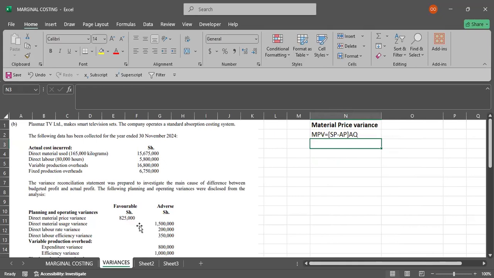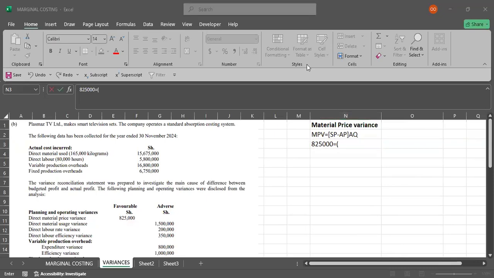We have the material price variance. Our material price variance is a favorable one, that is a positive price variance, so it is equal to 825,000. Material price variance is equal to, open your bracket, standard price. Are we given standard price? The answer is no. That is what we are required to calculate.